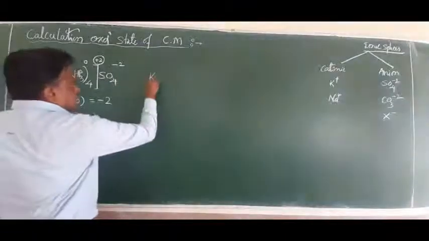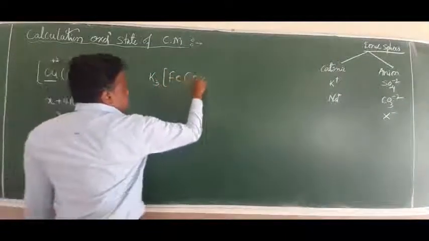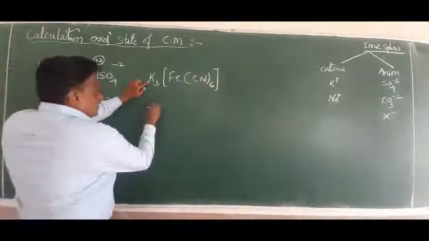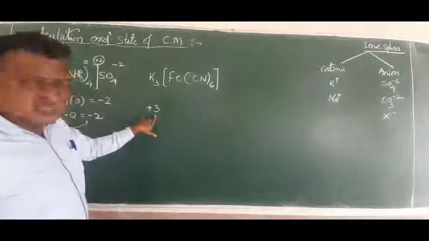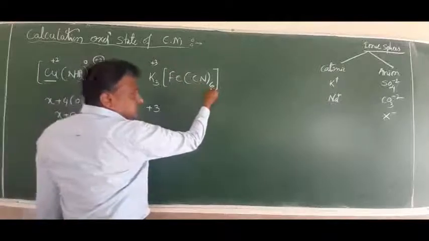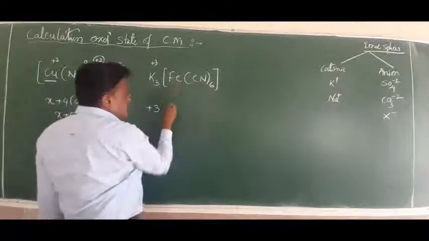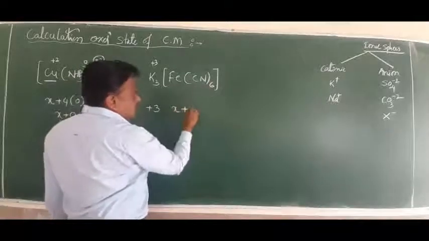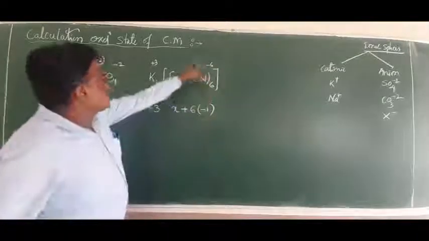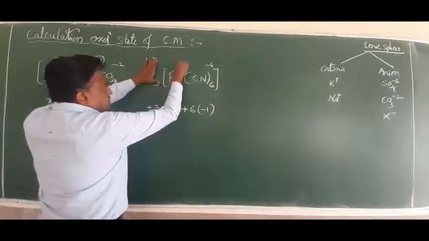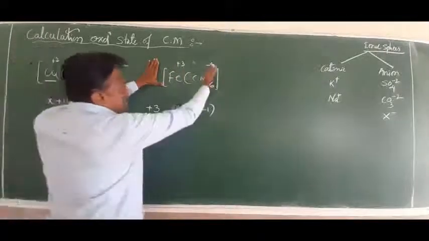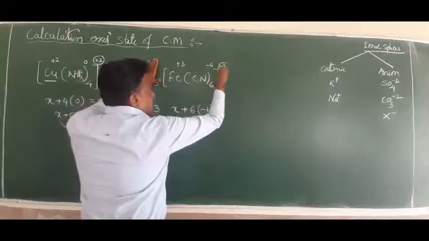Similarly, friends, take K3[Fe(CN)6]. We know potassium is +1, so the component is +3. Iron we can find out as X, and each cyanide has a charge of -1, so 6 into -1 is -6. With the outside charge of +3, the total net charge is 0. Closing the ionic sphere, the complex charge is -6 plus X, which gives -3.